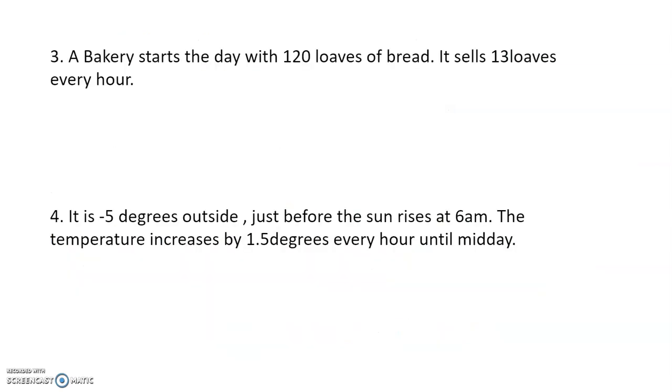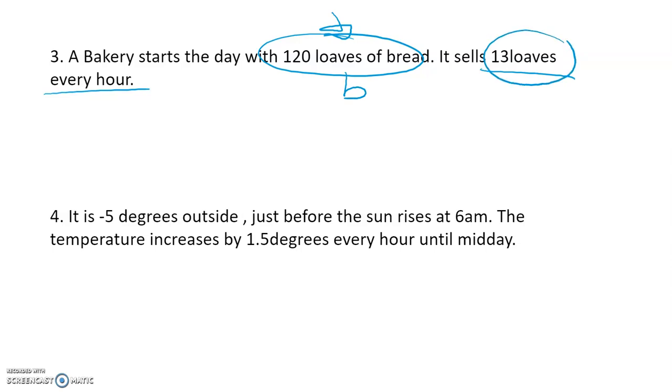Okay, so here we have another question. A bakery starts the day with 120 loaves of bread and sells 13 loaves every hour. So what is our initial value? Which one is fixed? This is our fixed value, so that's our B, or our initial value, our y-intercept. 13 loaves is going out every hour, so that's our rate of change.